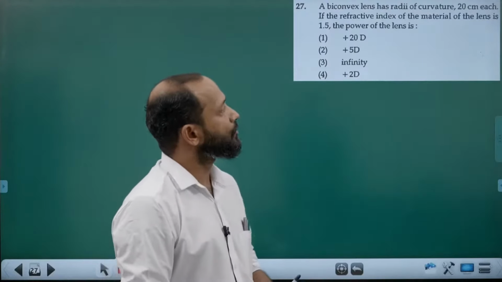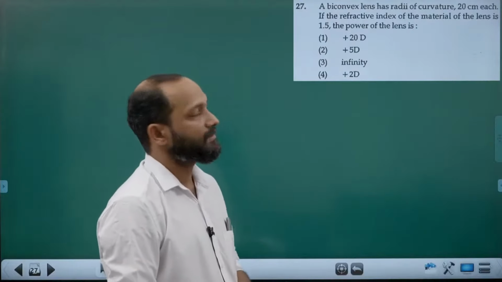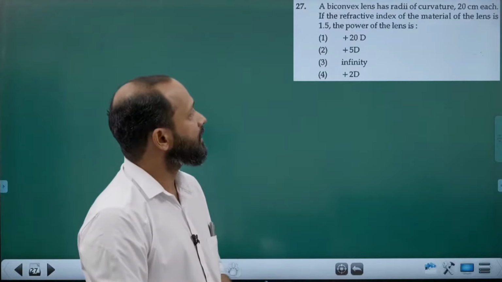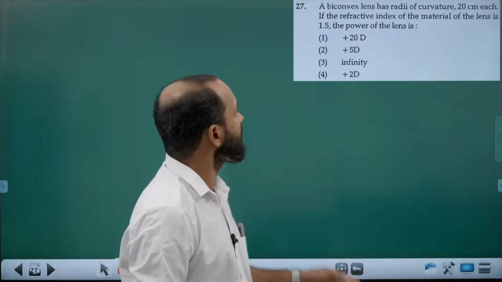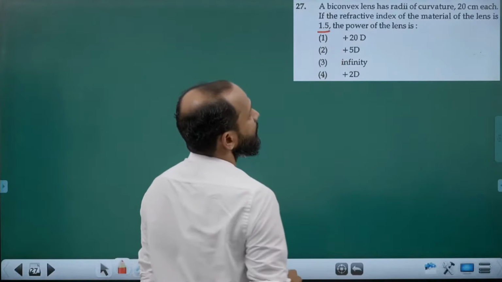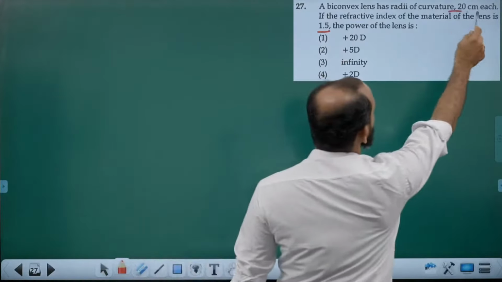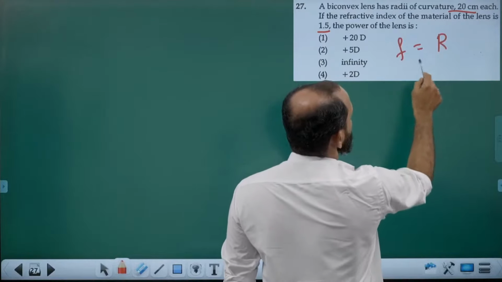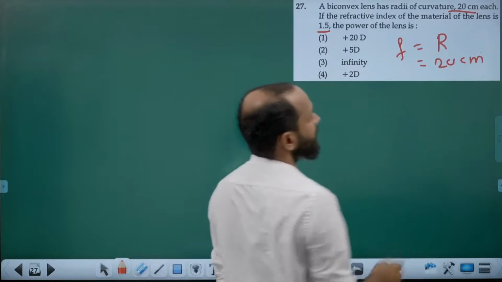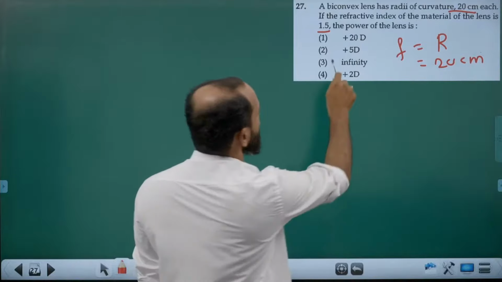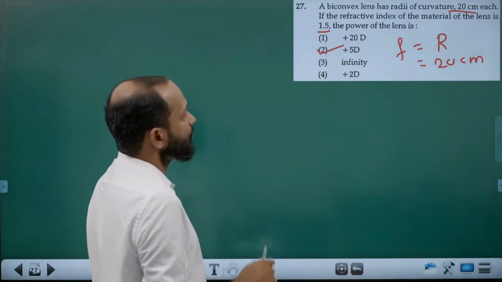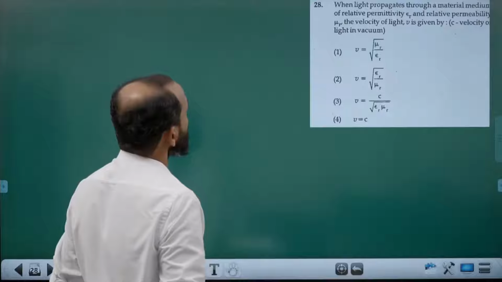Biconvex lens, radius of curvature 20 centimeter each, that we have discussed in class. A biconvex lens having refractive index 1.5 has focal length equal to the radius of curvature. That is, focal length is 20 centimeter, then its power is 100 by 20, that is 5 diopter. Question 27, option 2. It's a very common question in our materials.